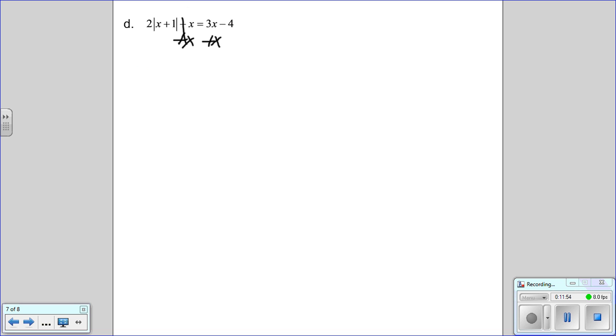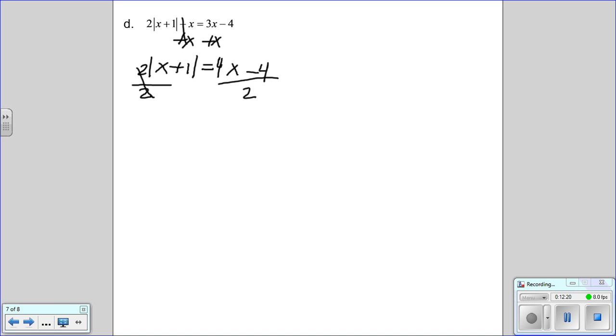And we get 2 times the absolute value of x plus 1 equals 3x plus 1x gives me 4x minus 4. Okay, now I still have to get rid of the 2 that's hanging out in front. Remember that you do not distribute it, you divide both sides by 2. So those cancel out. And on the right side, I need to divide everything by 2.